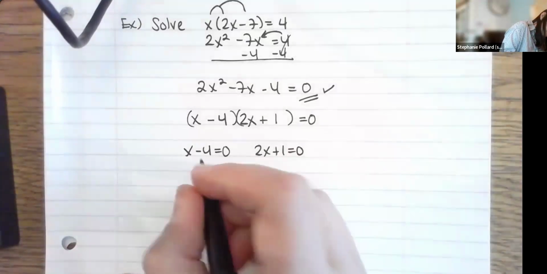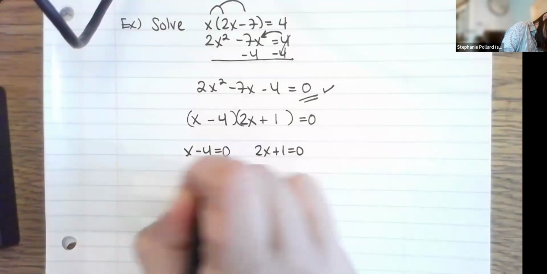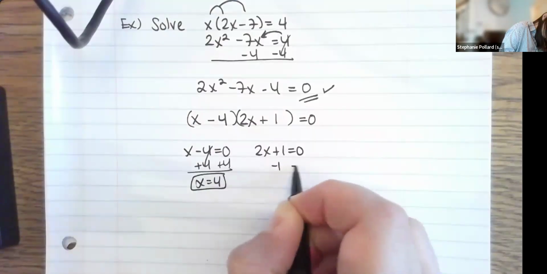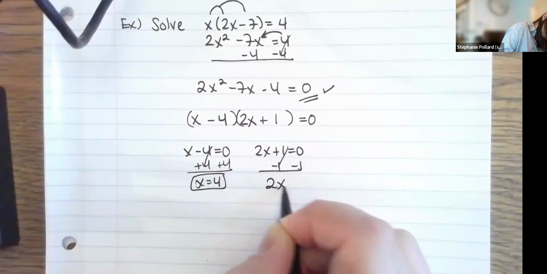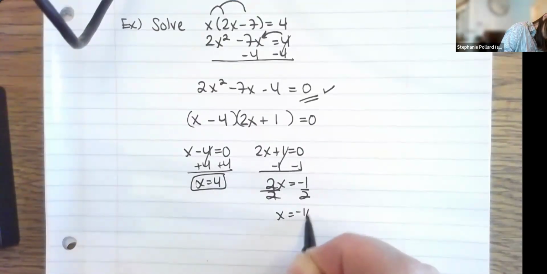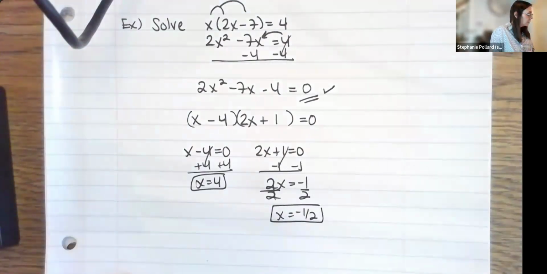All right, I'm going to add 4 to both sides. Here I'll subtract 1 and divide by 2. So in this case, I have 2 solutions. I have x equals 4 and I have x equals -1/2.